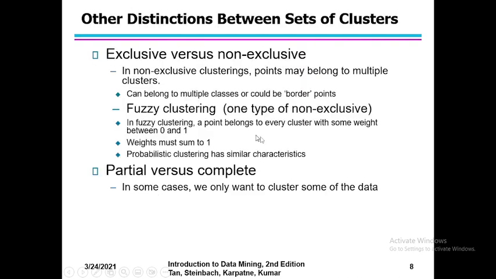Next, we will see what the distinction is between these clusters. The distinction between these sets of clusters is that sometimes you may have exclusive and non-exclusive data points. So you may have exclusive versus non-exclusive data. What is meant by non-exclusive clustering? A point may belong to multiple clusters. Exclusive means all the data points belong to that particular cluster.